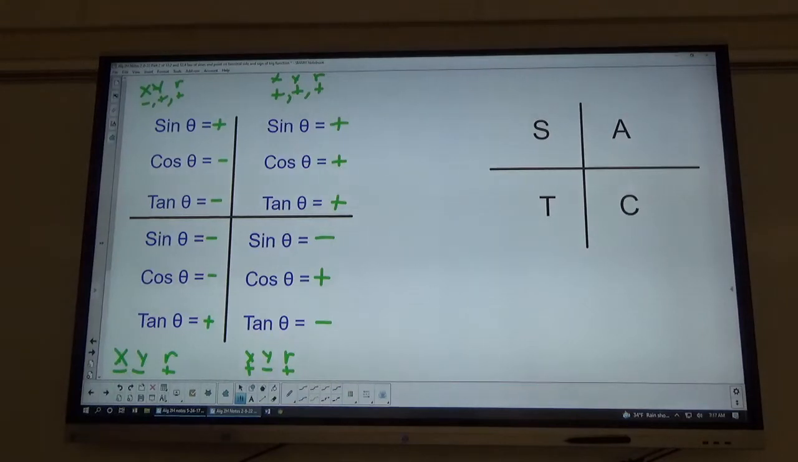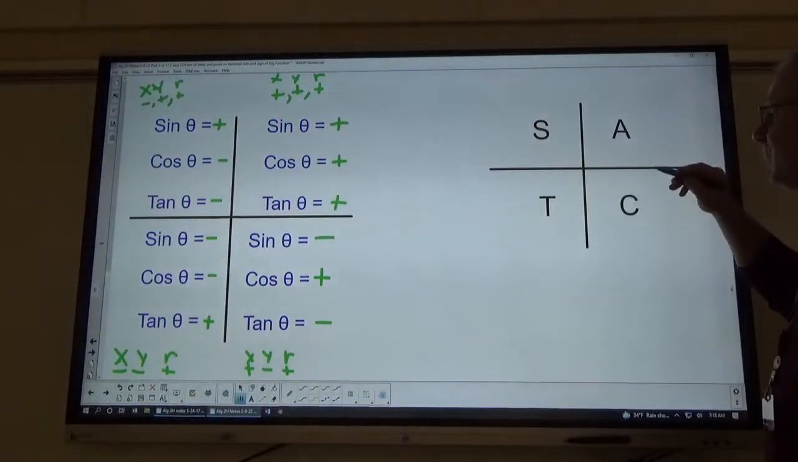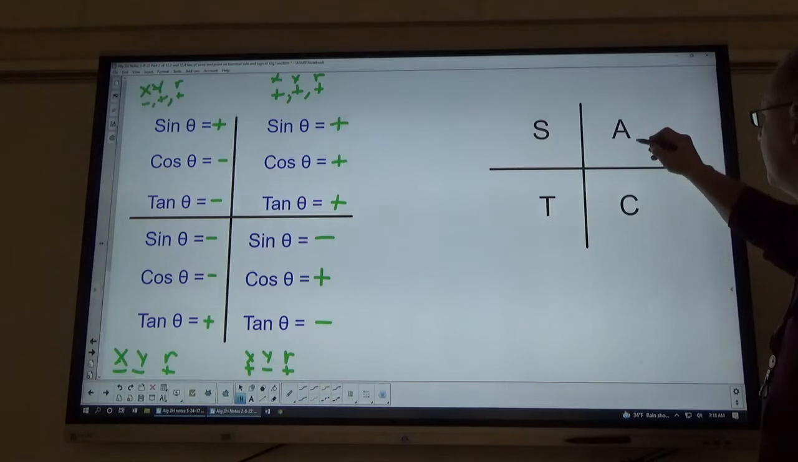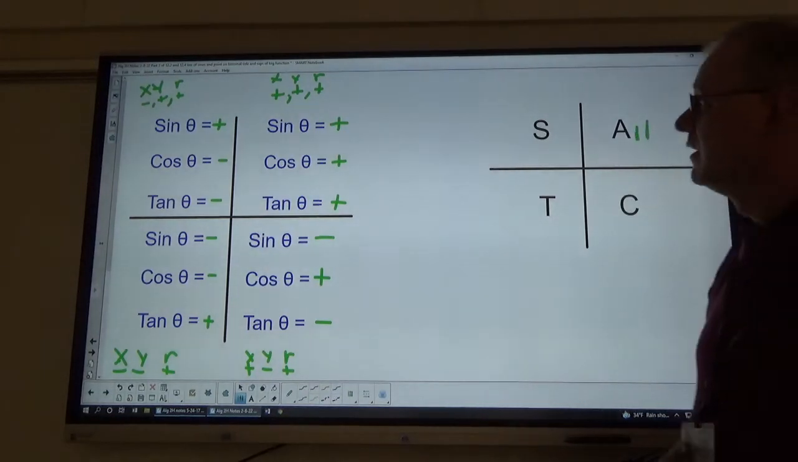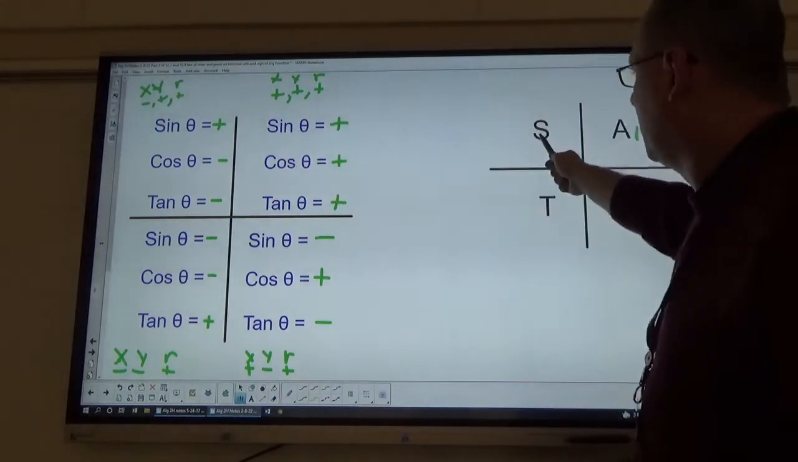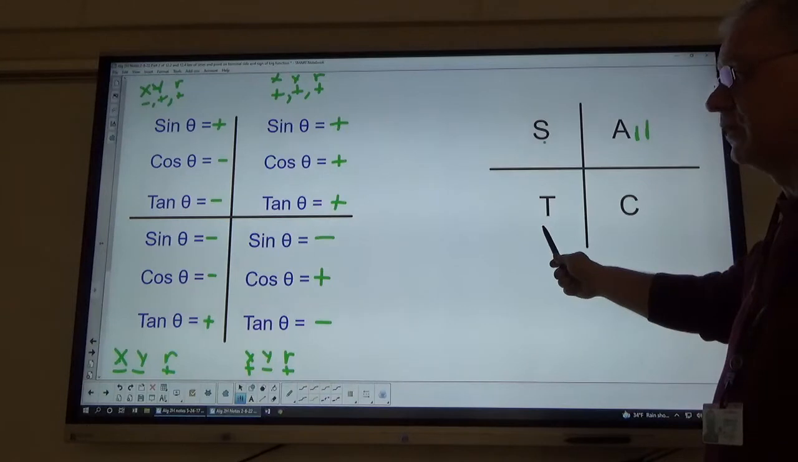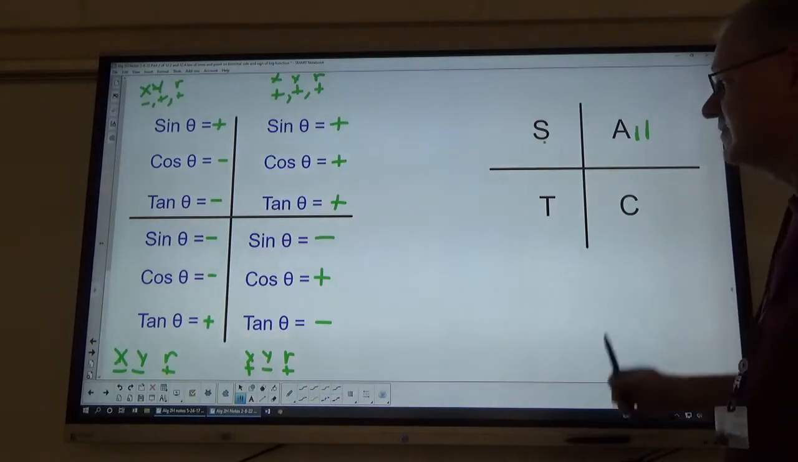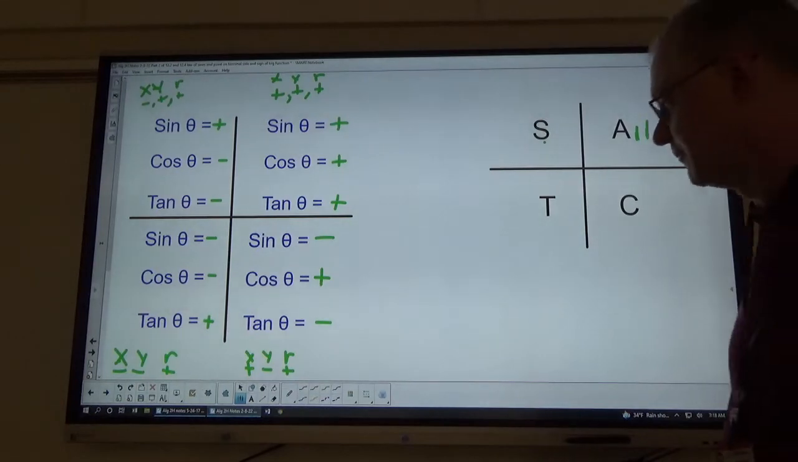So if I look at this, the things that are positive in the first quadrant are all of them. So A for all of them. Right? All. Sine is the only positive one in the second quadrant. Tangent is the only positive one in the third quadrant. And cosine is the only positive one in the fourth quadrant.